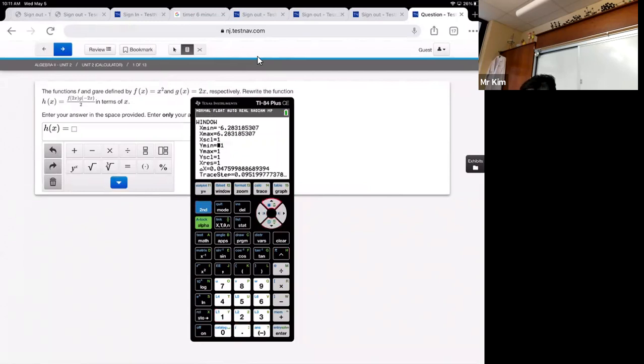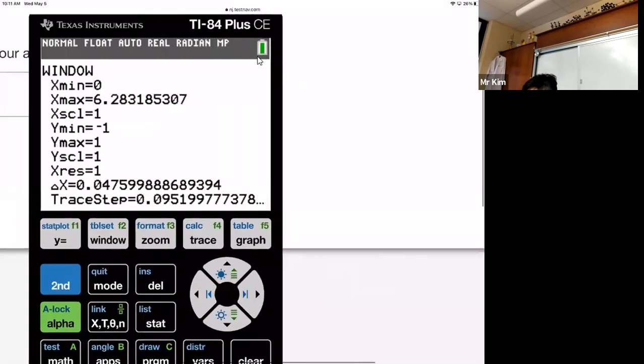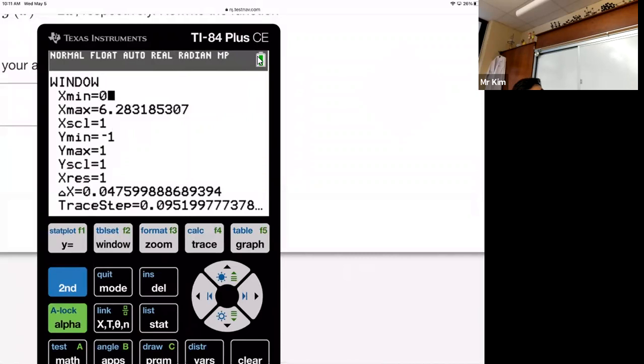By the way, could you all please change your window setting that started with x min as 0 instead of negative 2 pi? I just want to see the positive one full wave cycle and recognize what's happening. So 0, 2 pi, and then negative 1 to positive 1, because the amplitude is always going to be 1 for these examples.